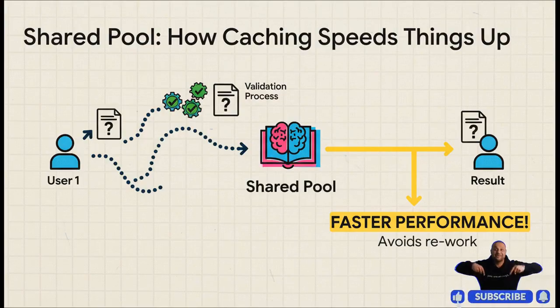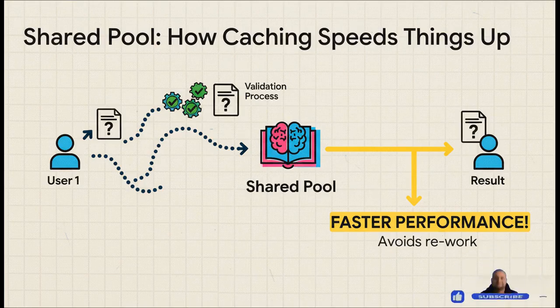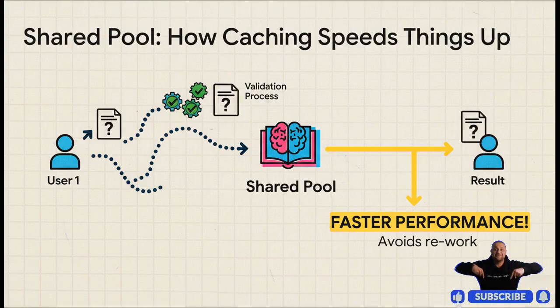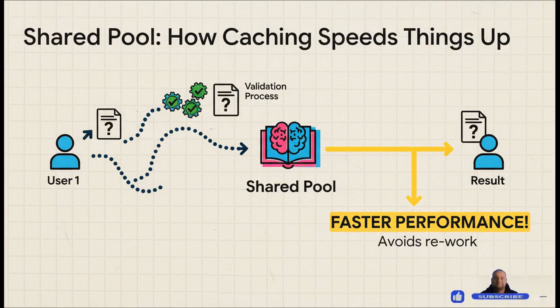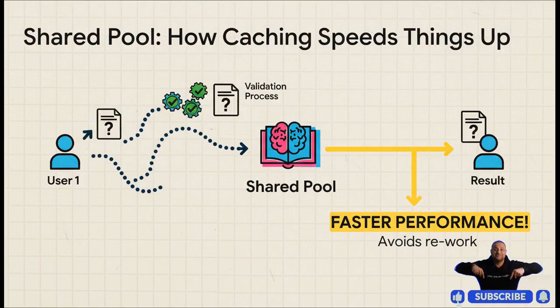See, every time you ask the database for information, it has to check your query to make sure it's valid. The shared pool remembers these queries, so if you or anybody else runs that exact same query again, the database says, "Hey, I've seen this before," and it just skips the check and grabs the answer. That's why a bigger shared pool almost always means a much, much faster database.